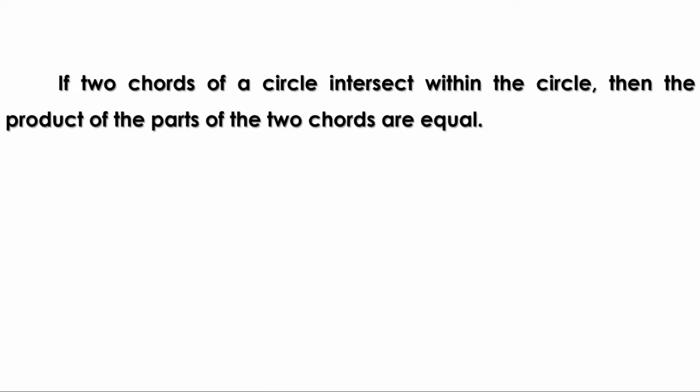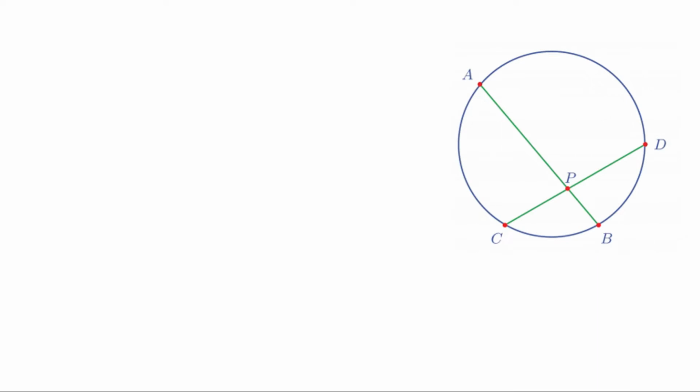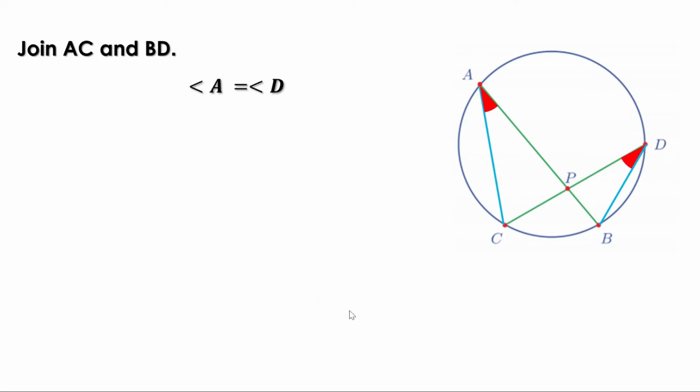Sometimes you may be asked like this. In the figure, the chords AB and CD intersect at P. Prove that PA into PB equal to PC into PD. First of all, let us take the figure. Now join AC and BD. Then take these two angles, angle A and angle D. They are equal because they are angles made by arc BC on its alternate arc. Angles on the alternate arc.